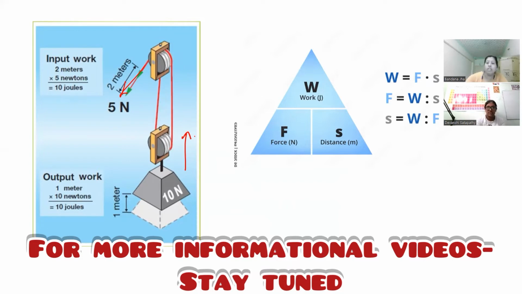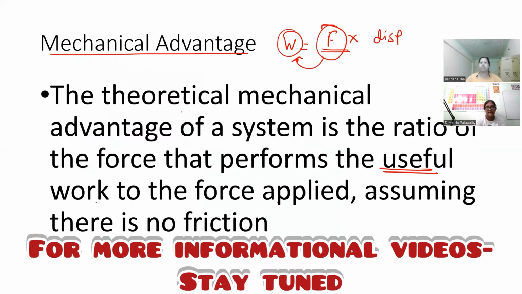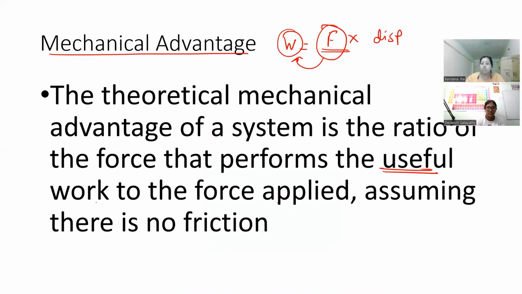Okay, fine. So mechanical advantage means the theoretical mechanical advantage of a system is the ratio of the useful work to the force applied, assuming there is no friction. Here we are neglecting the friction.